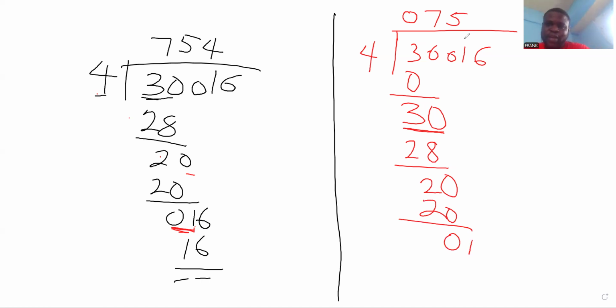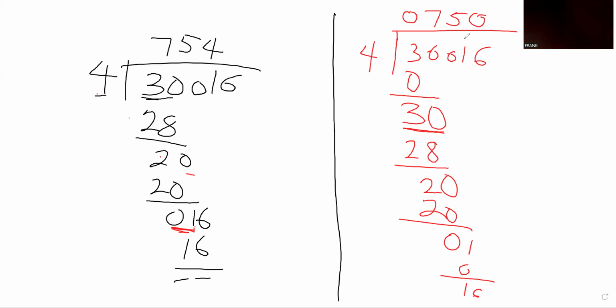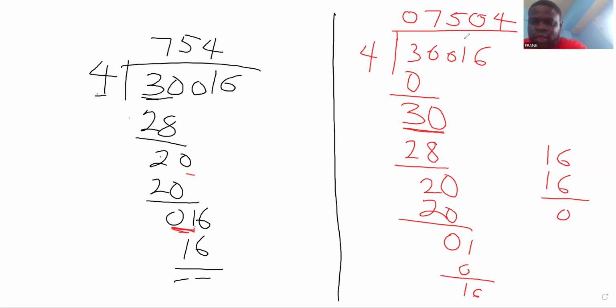How many times will 4 divide 1? Where you always say it can't be, it's 0. 4 times 0 is 0. Remainder of 1. Next digit to bring down is 6, making 16. We repeat the process again. 4 into 16 is 4. 4 times 4 is 16. 16 from 16 is 0. There is no digit again to drop down, and our remainder is 0. So our answer is what we have at the top, 07504.